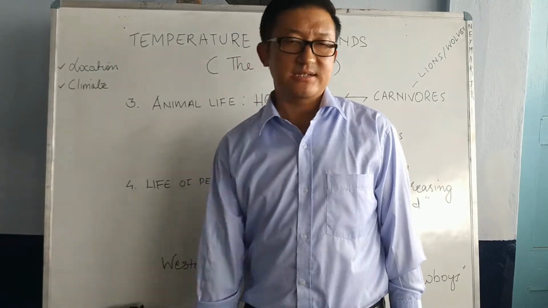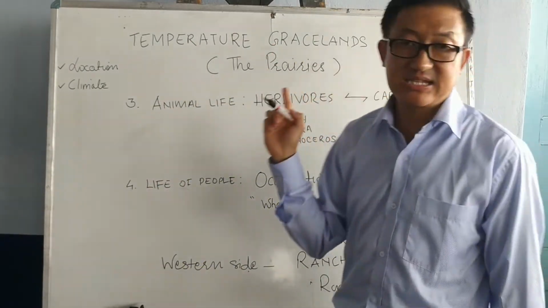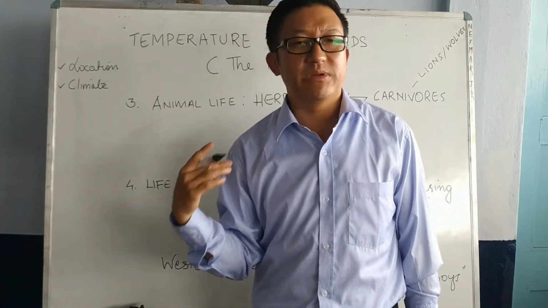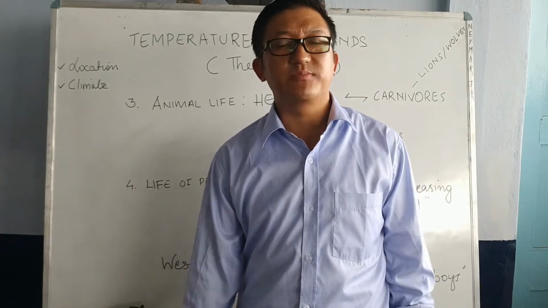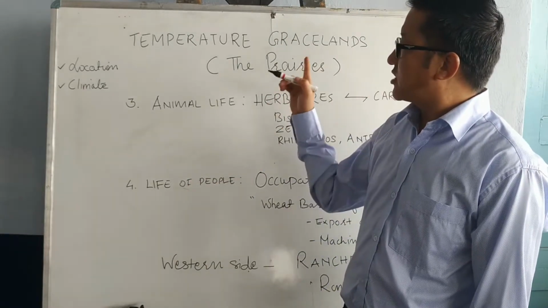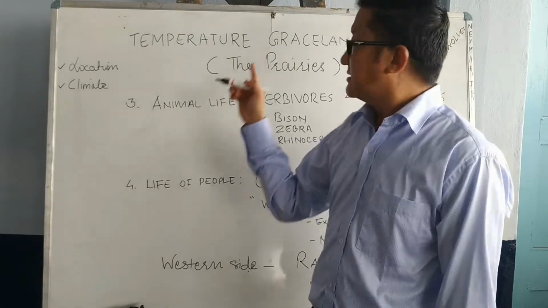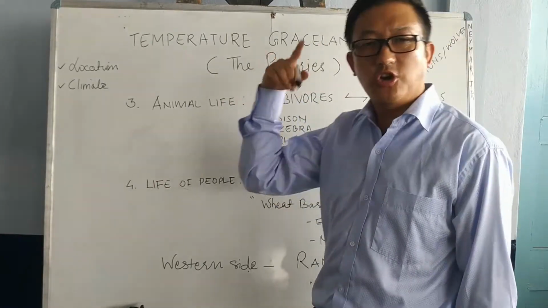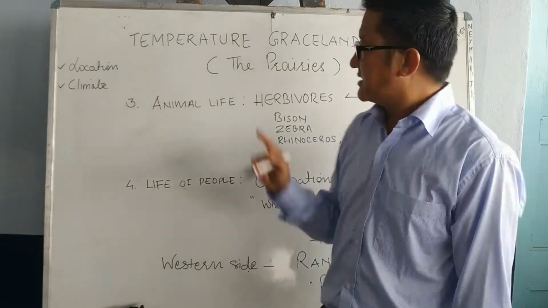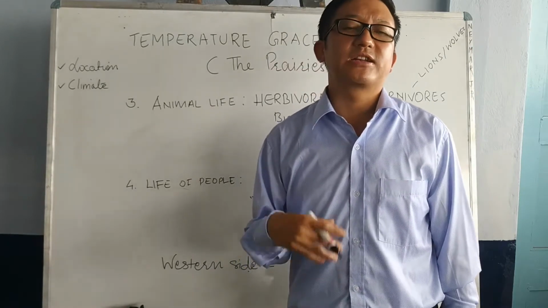We have already started the chapter called the temperate grasslands, and we are talking about the countries of North America. I said there are quite many countries, more than 11 or 12. And we are talking about the grassland of North America. The name of the grassland in North American countries is called the prairies. This grassland is called by different names in different countries.